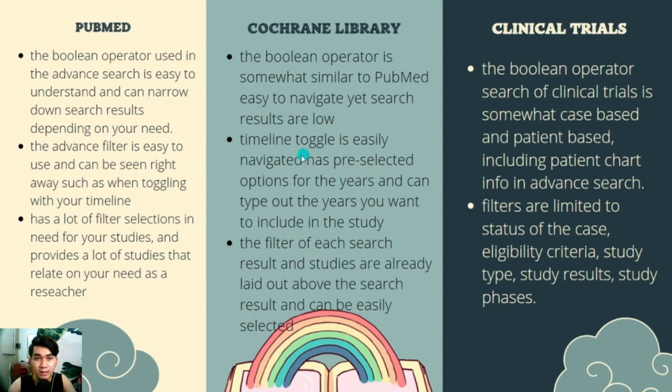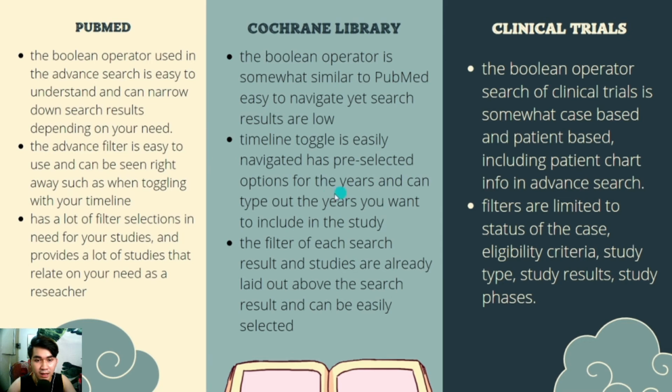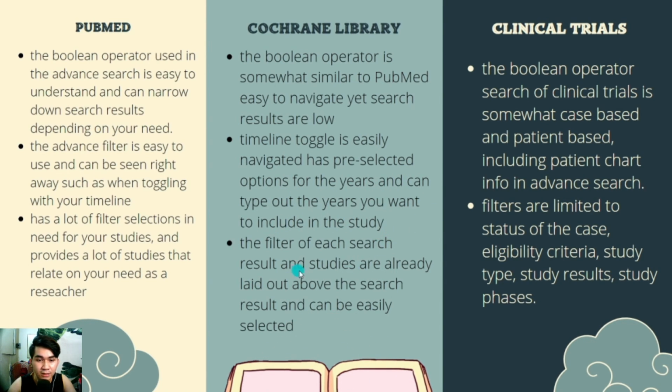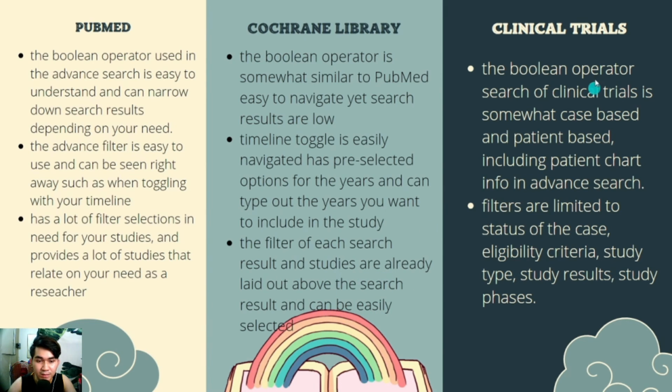For the Cochrane, the Boolean operator is somewhat similar to PubMed and easy to navigate, yet search results are always really low. The timeline toggle is easy to navigate and pre-selected. For the years, you can type out the years that you want to include in your study, and the filters for each search result are already laid out above the results and can be easily selected.